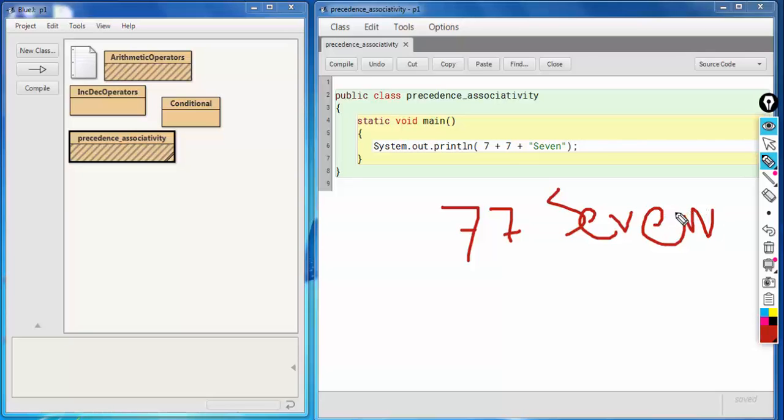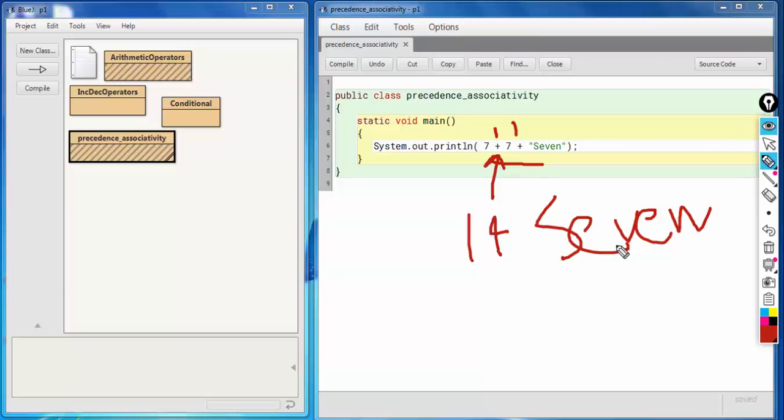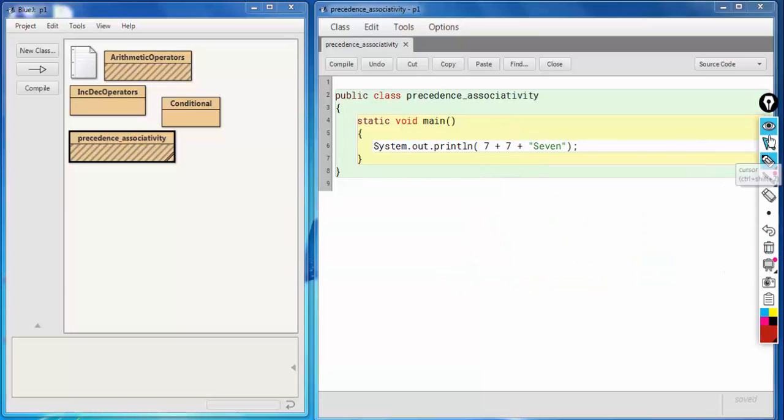You can pause the video and think for a moment, and then resume and see the answer. So let's think about it logically. We have got plus and plus, that means two operators with the same precedence. So the order of execution will be left to right, because plus has associativity from left to right. So the first plus will be executed: 7 plus 7 will give you 14, and 14 will be joined to "7". So this should be the output, and let's have a look.